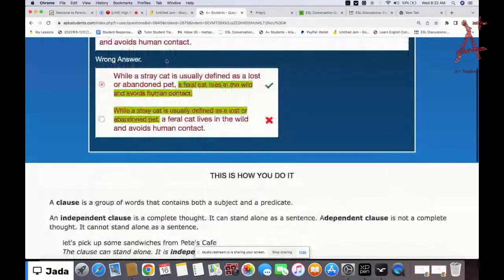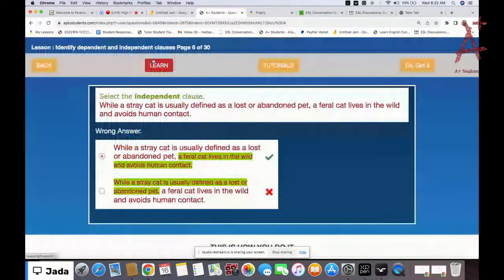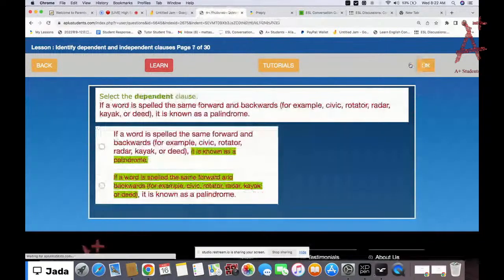Remember that independent clause can stand on its own. So all you need to do is just separate it, and then a feral cat lives in the wild and avoids human contact. It makes sense. So you have to make sure you read the question carefully. I think this has happened twice. I thought I was dependent, but then I just let it go. Now this is the dependent clause here. So it's this one.